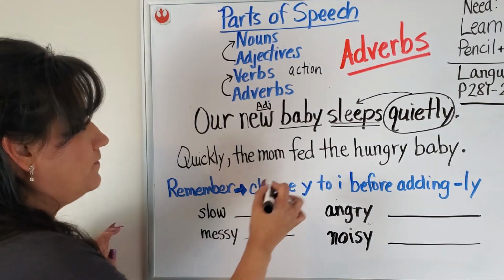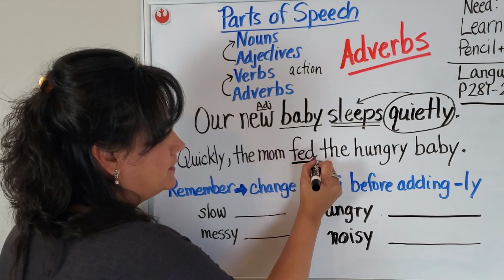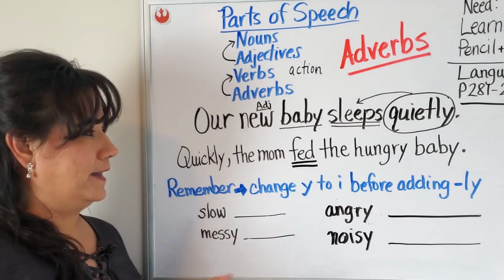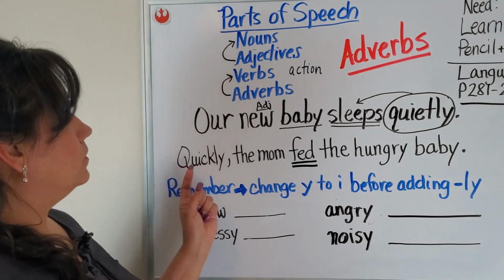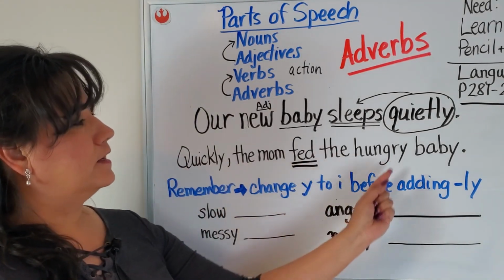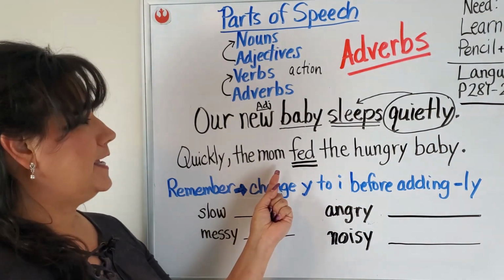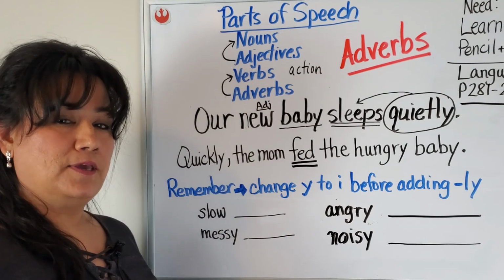If you guessed fed, you were correct. What do we do? We underline the verb twice, and we have: Quickly, the mom fed the hungry baby, because that is the action that the mom is taking. She is feeding the baby.